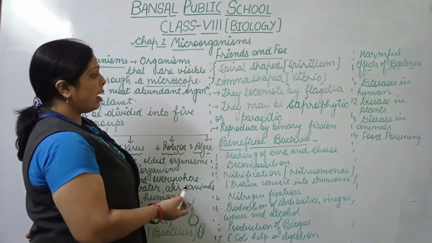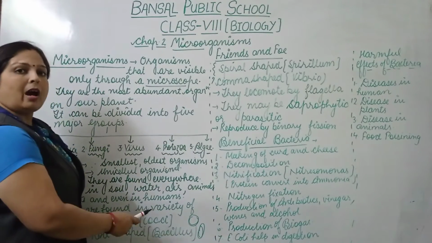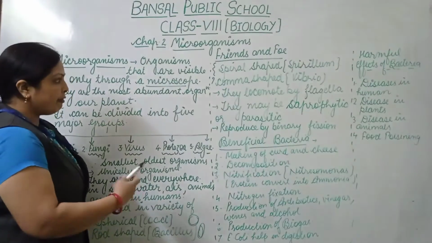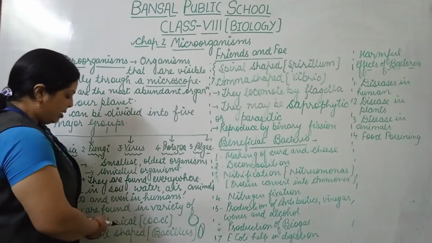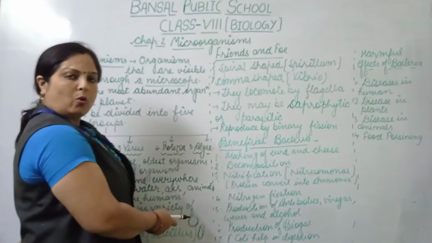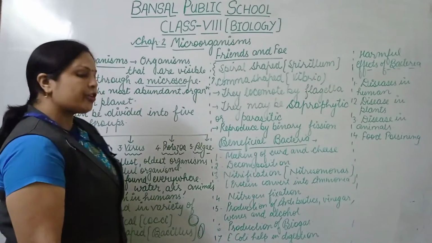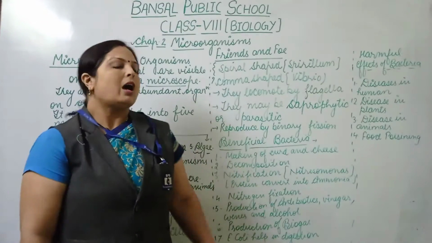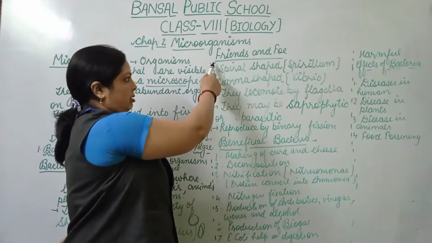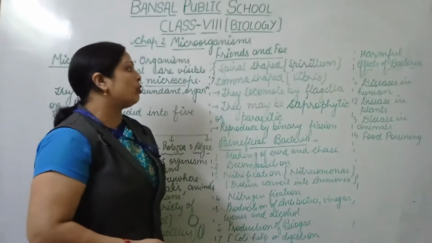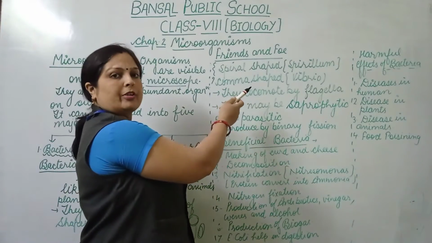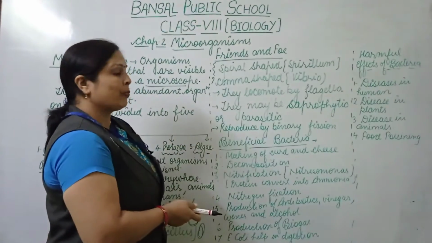So we can say that bacteria are present in different shapes: in spherical shape, these are known as cocci; in rod shape, these are known as bacillus; in spiral form, this is known as spirillum; and in comma shape, this is known as vibrio.